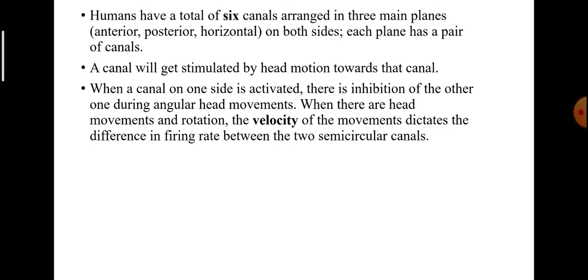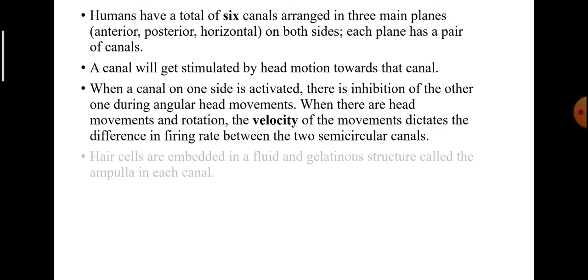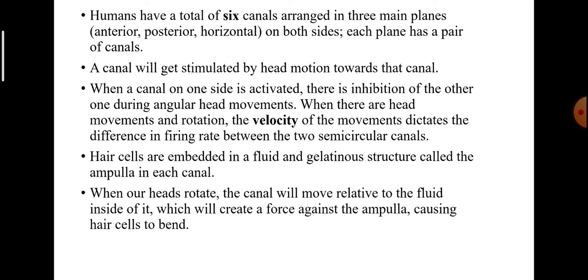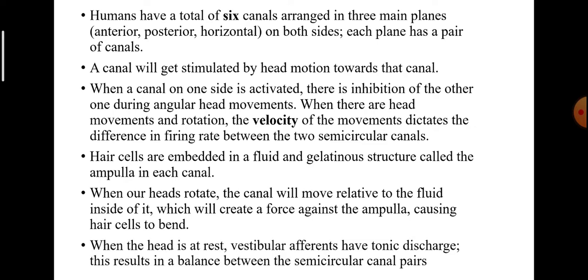When there are head movements and rotation, the velocity of the movements dictates the difference in firing rate between the two semicircular canals. Hair cells are embedded in a fluid and gelatinous structure called the ampulla in each canal. When our heads rotate, the canal will move relative to the fluid inside of it, which will create a force against the ampulla, causing hair cells to bend. When the head is at rest, the vestibular efferents have tonic discharge. This results in a balance between the semicircular canal pairs.